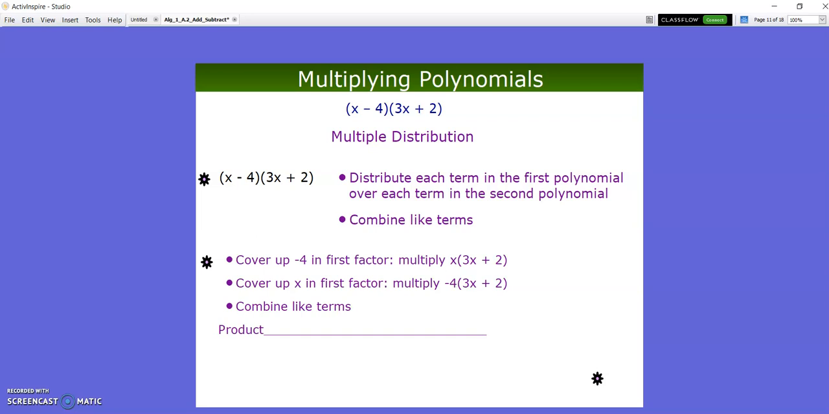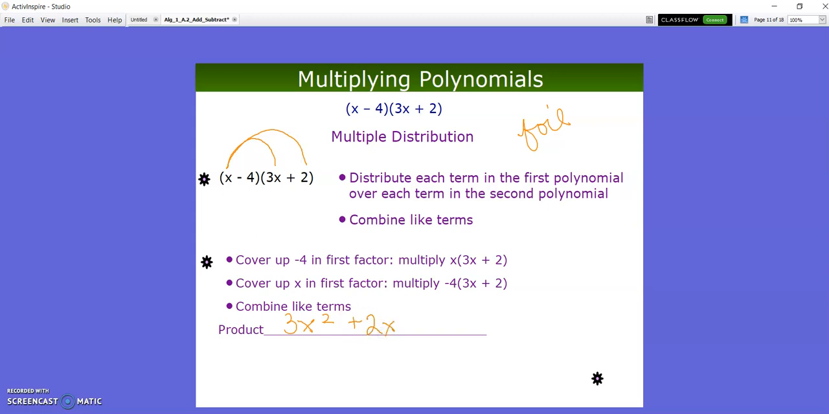If I'm going to multiply two polynomials together, it's really double distribution, and some of you might hear it as FOIL. FOIL is another term that we'll take a look at. Double distribution means I'm taking the x and multiplying it by 3x. So x times 3x is going to give me 3x squared, because I'm adding the exponents. And then I do x times 2. So that's just a positive 2x.